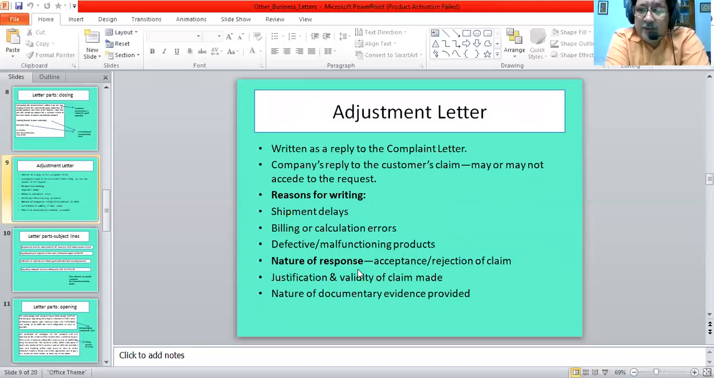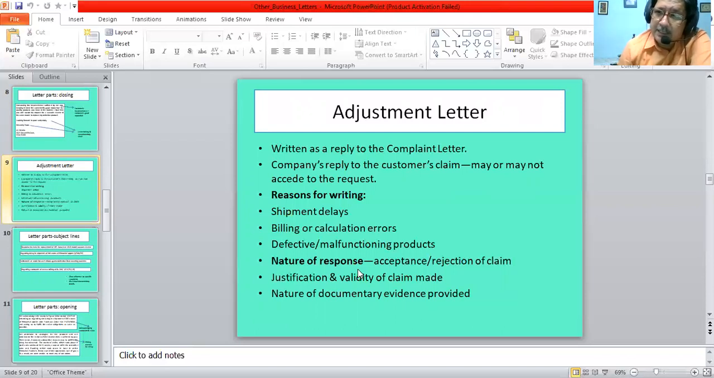Now, there can be several reasons for writing the adjustment letter. For example, there can be delays in shipment or billing or calculation errors, goods of poor quality, defective or malfunctioning products, or mismatch in the quantities of goods, and so on. Now, the nature of the response given by the company would be either that of acceptance of the customer's claim or rejection of the customer's claim.